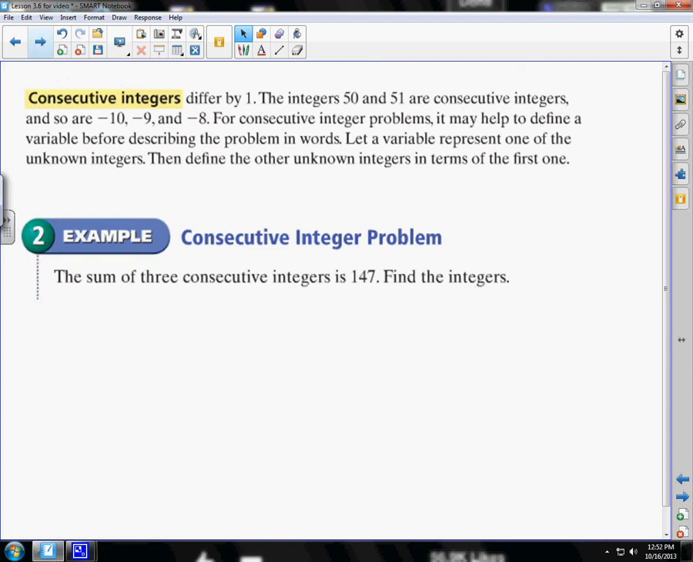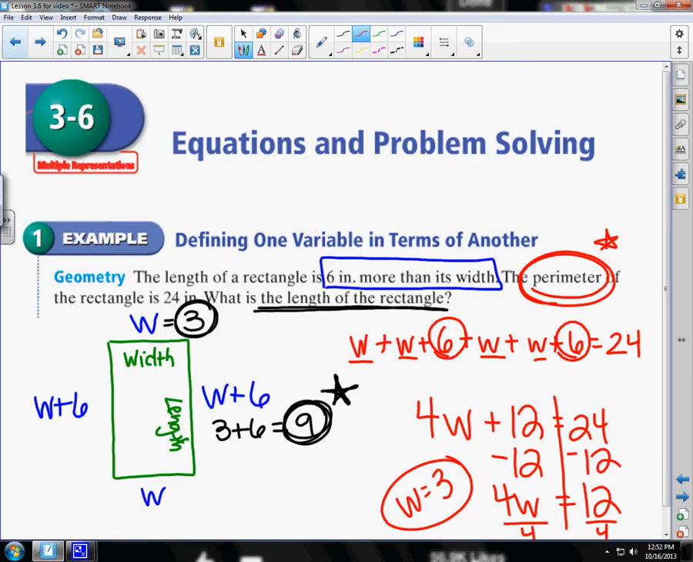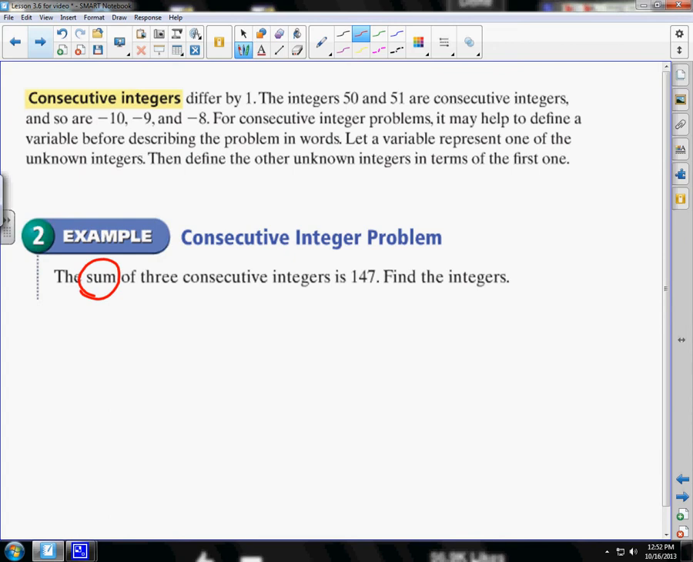All right, consecutive integers. We did a couple problems of these last year, so hopefully you remember this. Consecutive integers differ by 1. The integers 50 and 51 are consecutive integers. So if you remember this type of problem, the sum, keyword, of 3 consecutive integers is 147. Find the integers. So we're going to use this defining one variable in terms of another. We're going to use that same strategy.